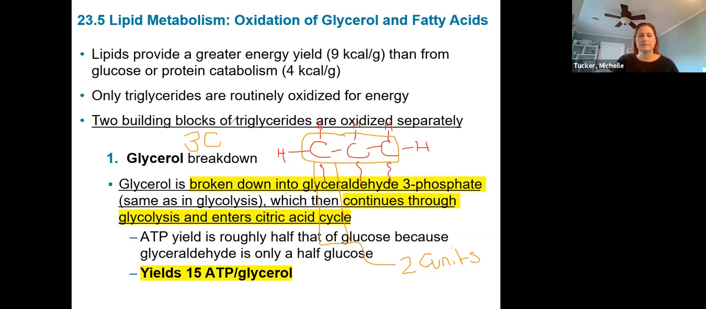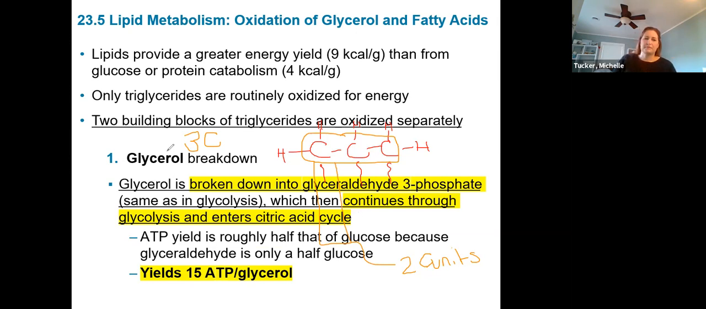So we'll start with glycerol. Glycerol should remind you a little bit of something. Glucose was also broken down into a 3-carbon fragment called, anyone remember? When glucose is broken in two, it forms 2 pyruvate or pyruvic acid molecules. You're like, oh, I knew that, right? Okay. So then pyruvate continues through glycolysis and enters the citric acid cycle.